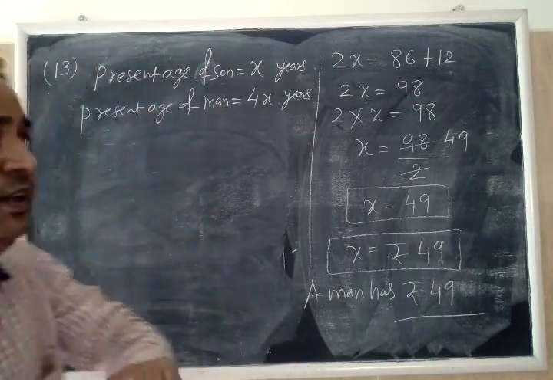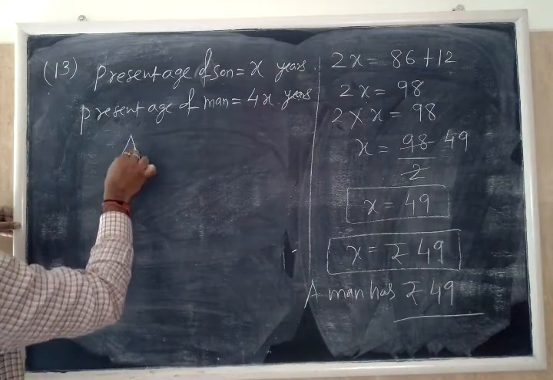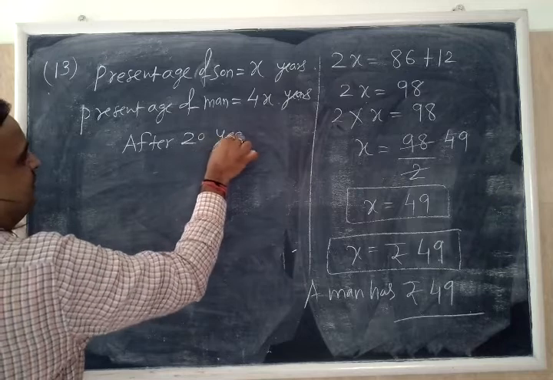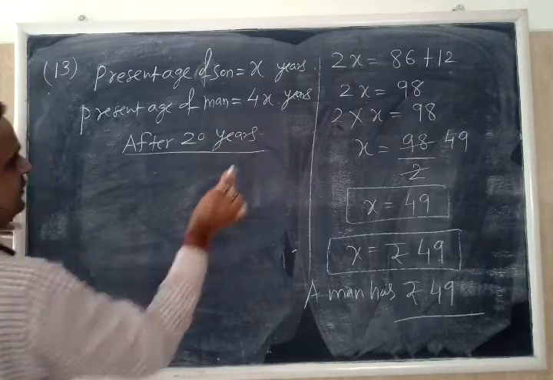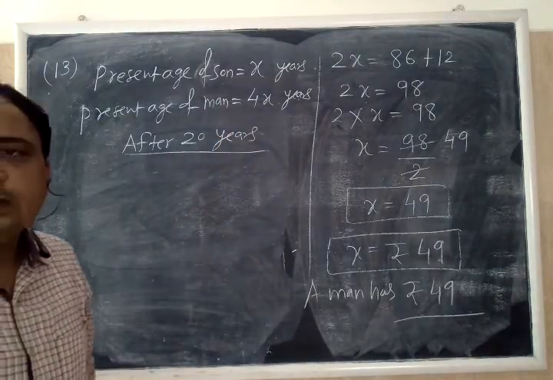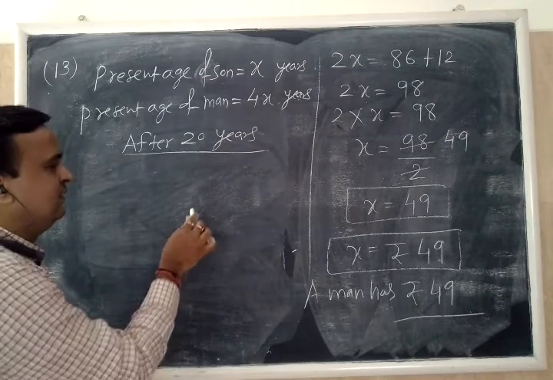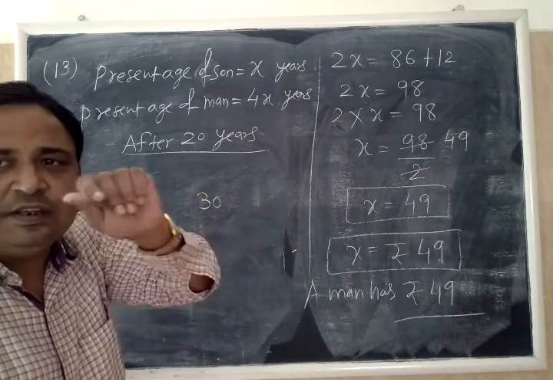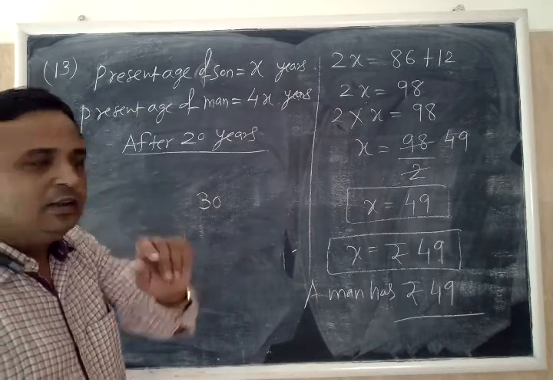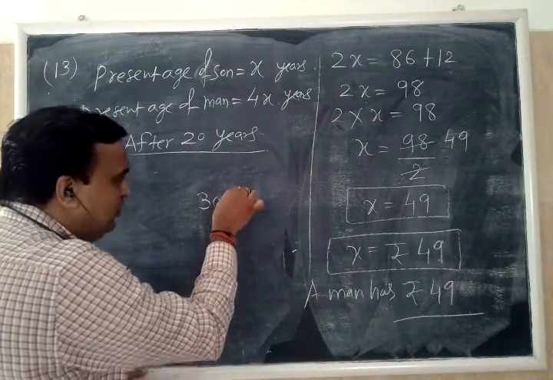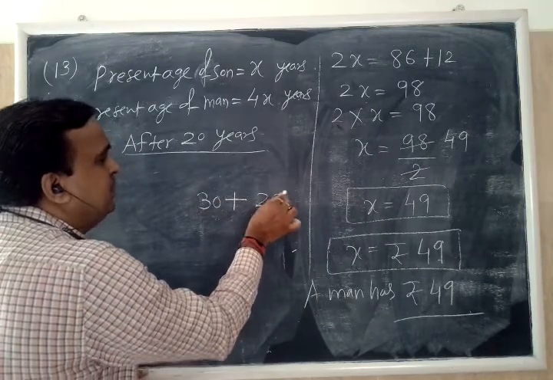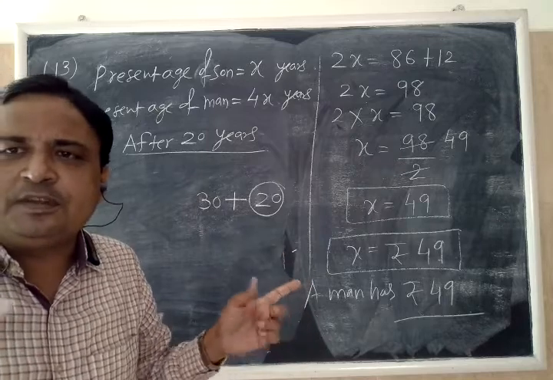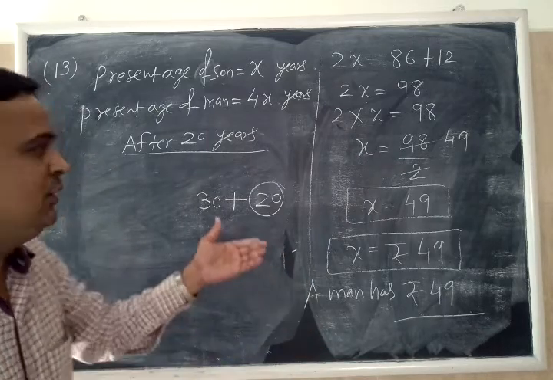Now after 20 years. Let me take one example. If today my age is 30 years, what will be my age after 20 years? You will add 20 to the present age. The same thing we are going to do here.